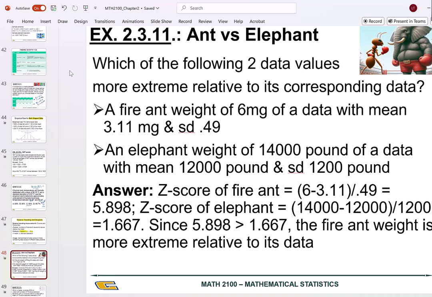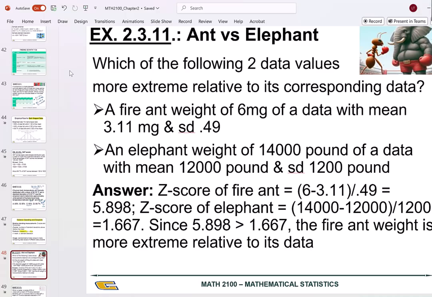If you want to compare an ant of 6 milligrams with an elephant of 14,000 pounds, it makes no sense, right? But here, we have a fair way to adjust, to see which one is more extreme. You compare each to its own population, look at the z-score for each of them, and then you see which one is more extreme.